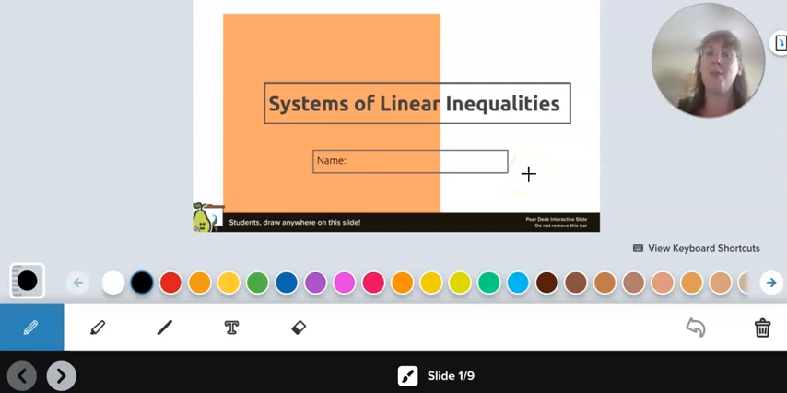Hello everyone and welcome. We're going to start looking at our Pear Deck activity together. So whenever you're ready, go ahead and put your name on that first slide and then push ahead to slide 2.